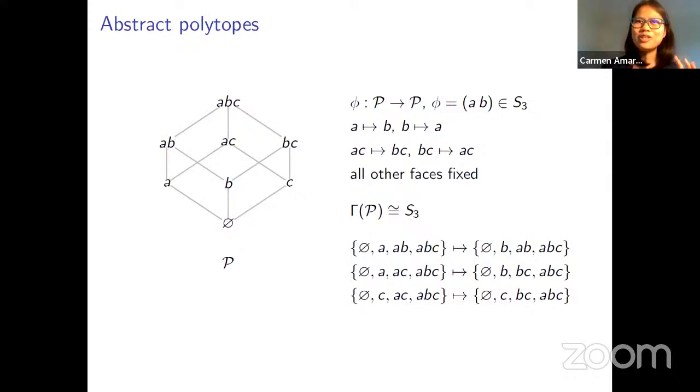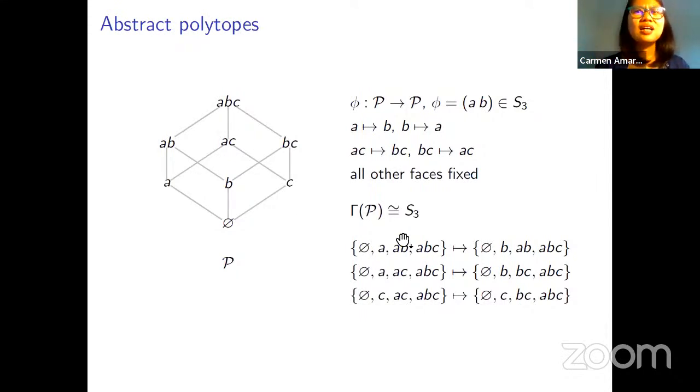Also, any such permutation will induce a permutation of the flags, of the maximal chains of our polytope. So for instance, this flag, yung may elements na null set, A, AB, ABC. Under this permutation, if you swap A and B, then the null set and ABC are fixed. The vertex A becomes B, and then AB remains. So yung flag na to is sent to this flag, and vice versa.